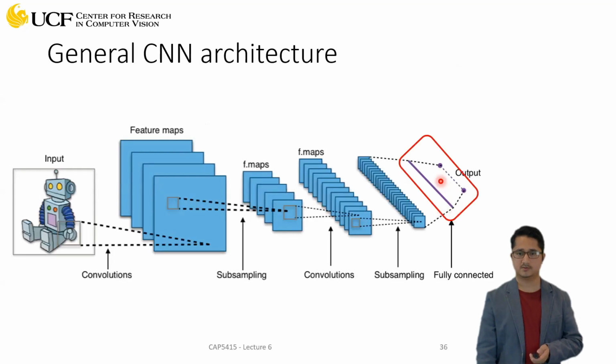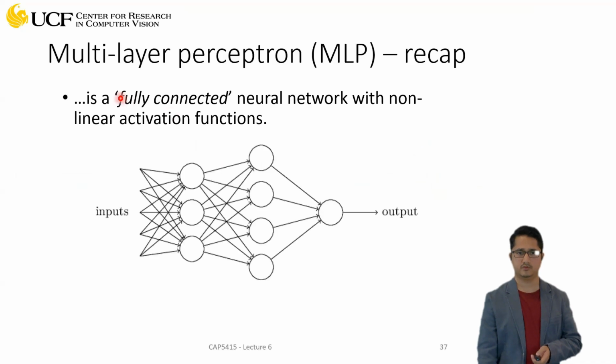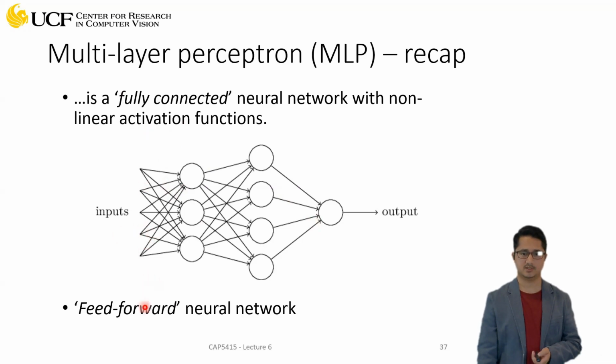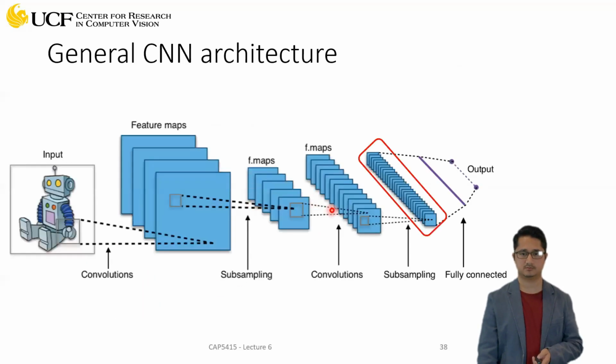Okay, so this final layer, as I said earlier, is a simple, fully connected layer, which is a multi-layer perceptron, and we just discussed this in the previous lecture. So the extracted features from the image are treated as input to this MLP, and then we make predictions, for example in image classification, about what object is present in these set of features. Okay, these are also called feed-forward neural networks.